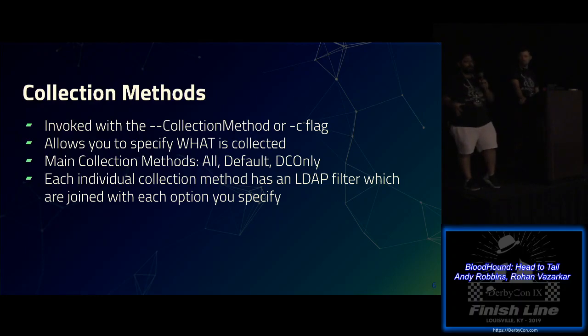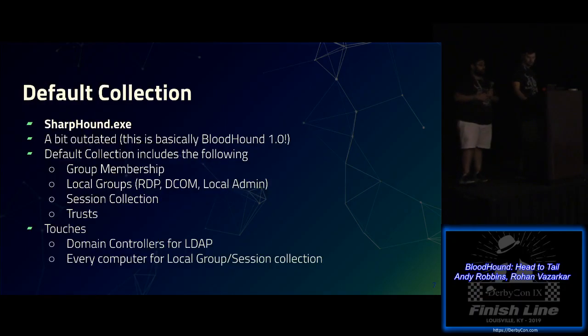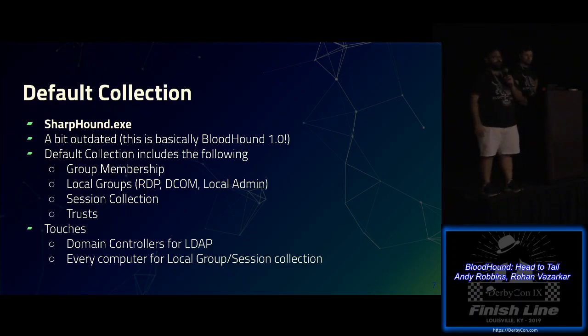So there's a lot of different collection methods in BloodHound. I'm actually going to cover a few that we think are really interesting that maybe people don't know about. You invoke a different collection method using the collection method or -c flag when you run sharphound.exe. It allows you to specify what is collected, and it has a lot more granularity than people really think it does, because most people tend to run it either with the all flag or the default flag, which is fine because that's why those flags were introduced. But we want to kind of dig in a little bit and talk about these 3 main ones that people run and why they're useful. And those 3 are all, default, and DC only.